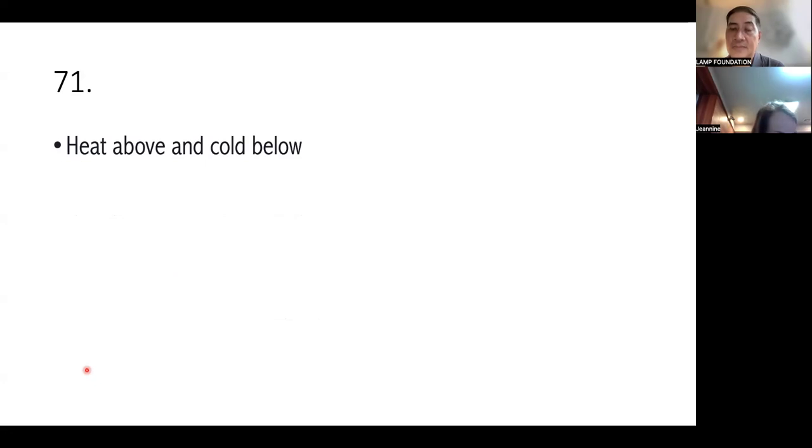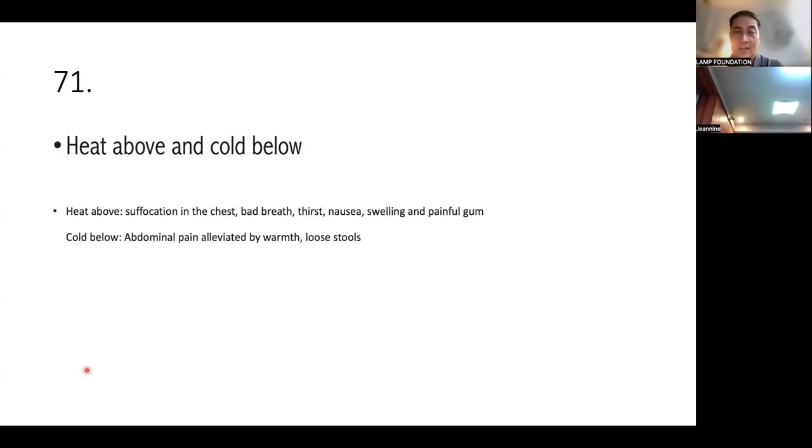Heat above: suffocation in the chest, bad breath, thirst, nausea, swelling, and painful gums. Very good. Cold below: abdominal pain alleviated by warmth, loose stools. So your diagnosis is heat above and cold below. Exterior cold, interior heat: pre-existing interior heat with invading wind cold in the exterior. Dati na yung interior heat.